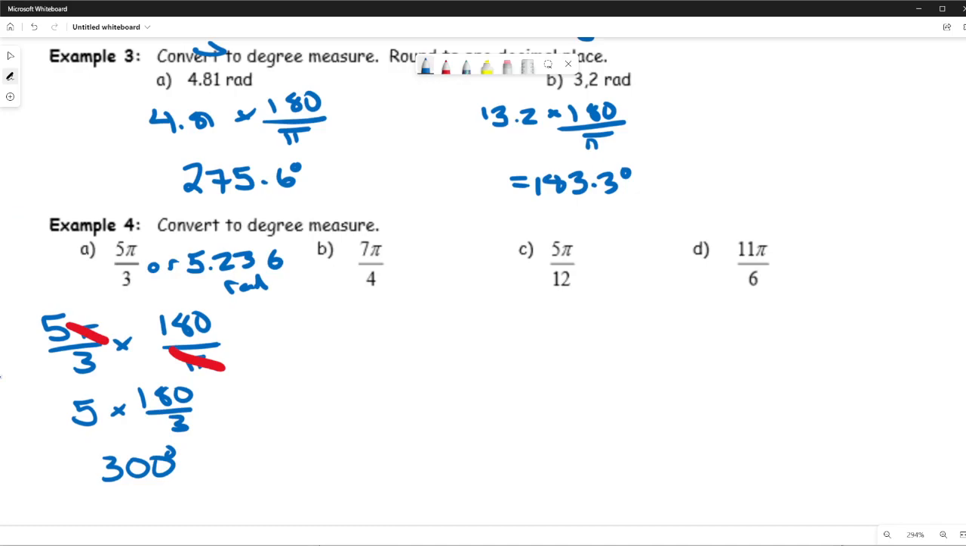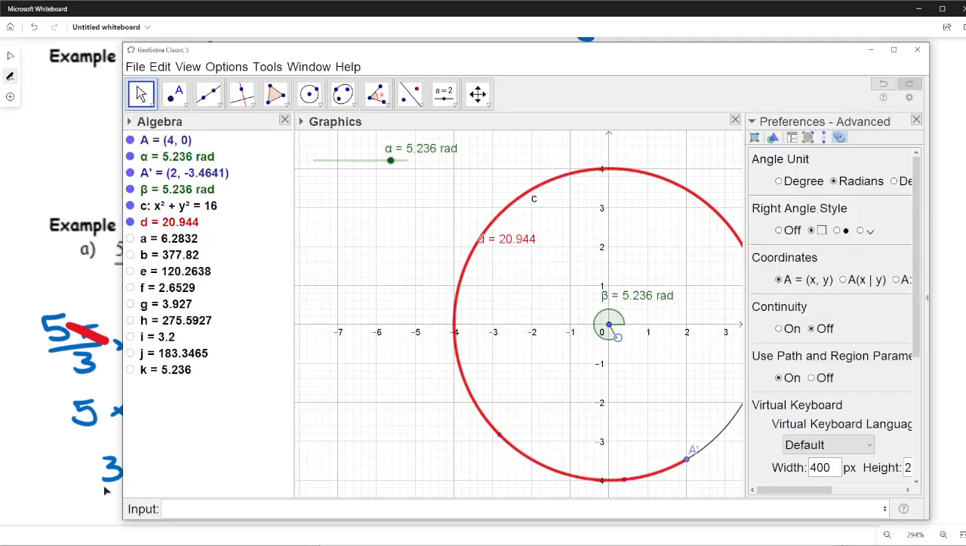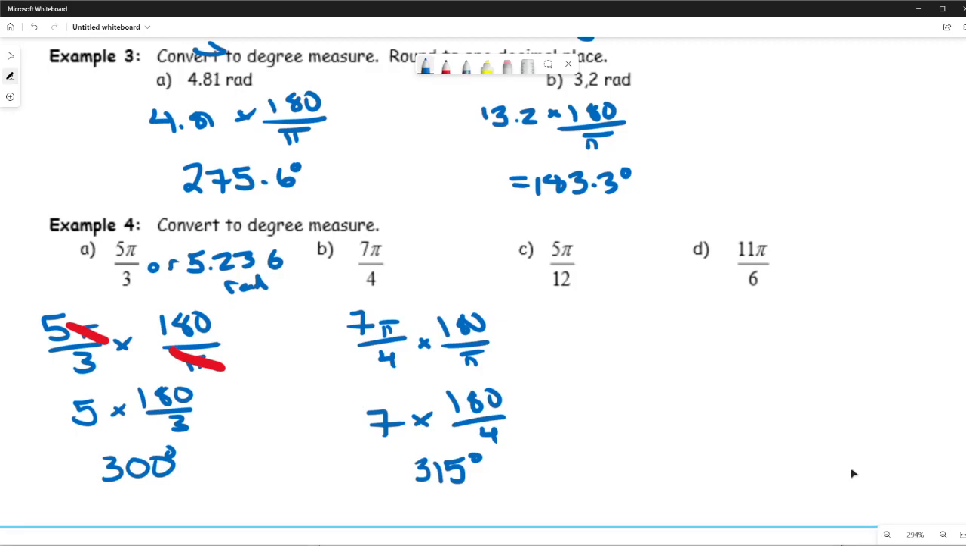Okay, we'll convert the other ones quickly. So 7 pi over 4 times 180 over pi. Once again, I'm going to do it the same way: 7 times 180 over 4. Well, 180 divided by 4 is 45. And 7 sets of 45 is, what is that, 315. Right? 7 sets of 45 would be 315. Just check my work here. 7 pi over 4 times 180 divided by pi, I get 315. Okay, which is just simplifying the expression.